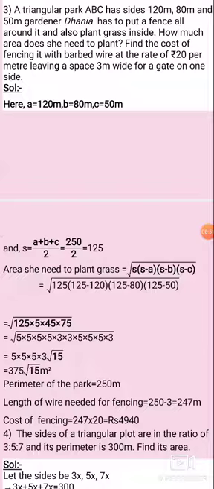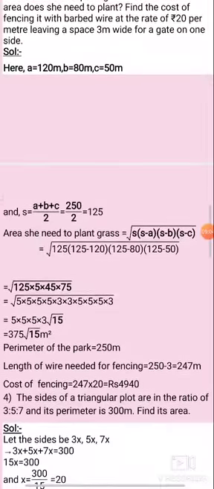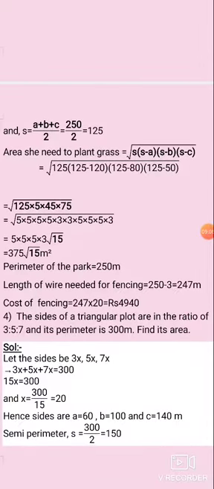Now the cost of fencing is equal to what? 247 into 20 is equal to 4,940 rupees. Okay. Now the next question. The sides of this type of questions are very important.